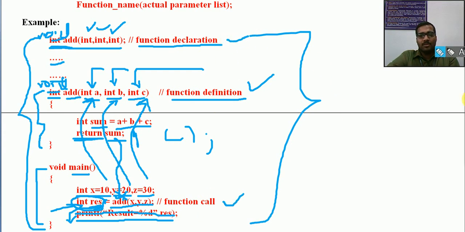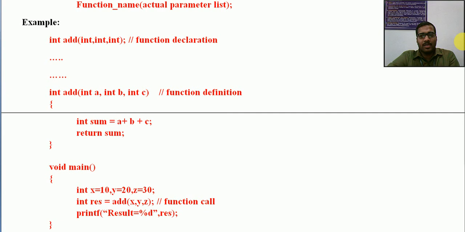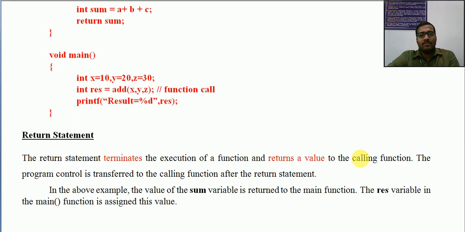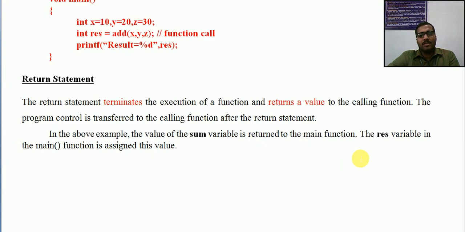Okay, so hope it is also clear, and we will take one statement that was already there in the program and give a description of it. A return statement terminates the execution of a function and returns a value to the calling function. In the example, sum was returned, sum will come to this and that is assigned to res, and res is being displayed. Now the program control is transferred to the calling function after the return statement.